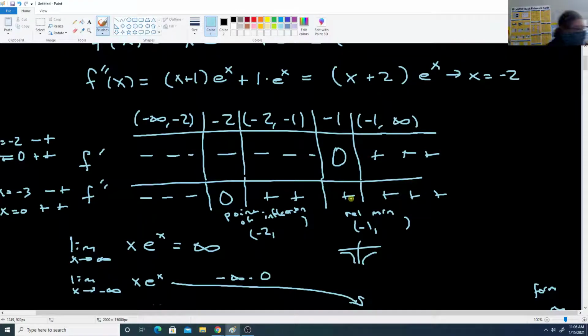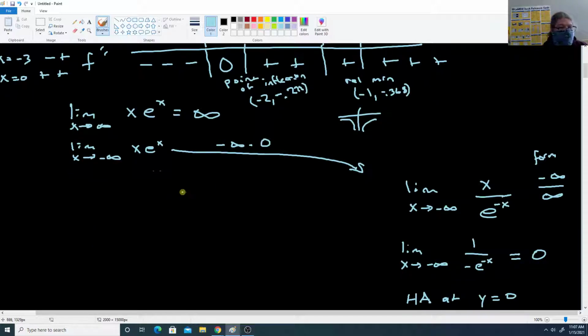So for this, I'm going to go to the calculator real quick here. We're going to say, what's x e to the x? So x times e to the x. And we want to know what happens when I put negative 2 in. I get back negative 0.271. And then what happens if I put negative 1 in? I get back negative 0.368, I guess we could say.